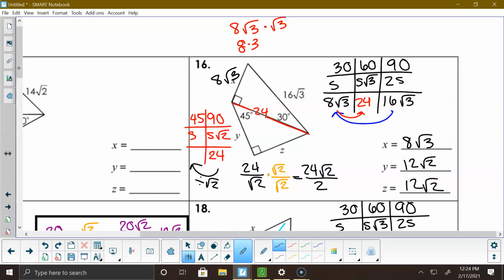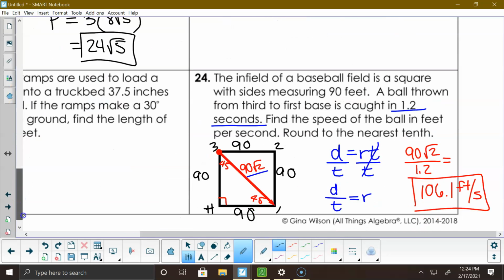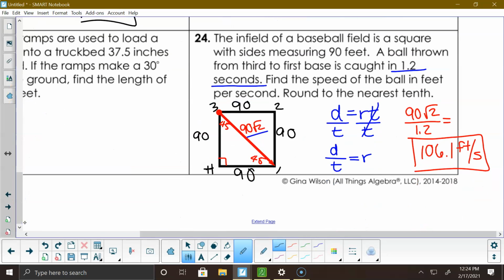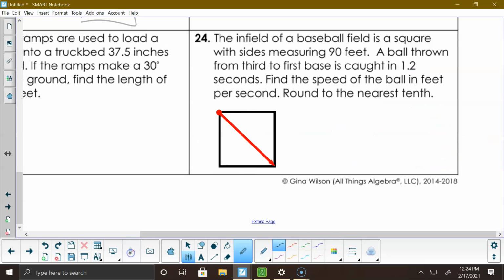Do you guys need pictures for the bottom 2 on this homework? Do you guys just want to do 24 real quick? Okay. Because for 24 you need distance equals rate times time. Any baseball players in this one? Baseball. So we're going to hit numbers. So the formula you guys are going to need is distance equals rate times time.